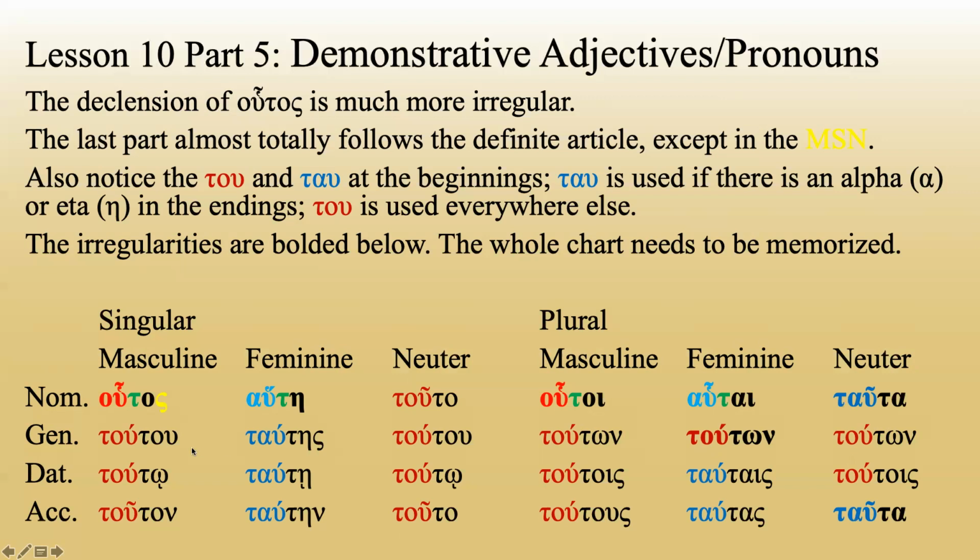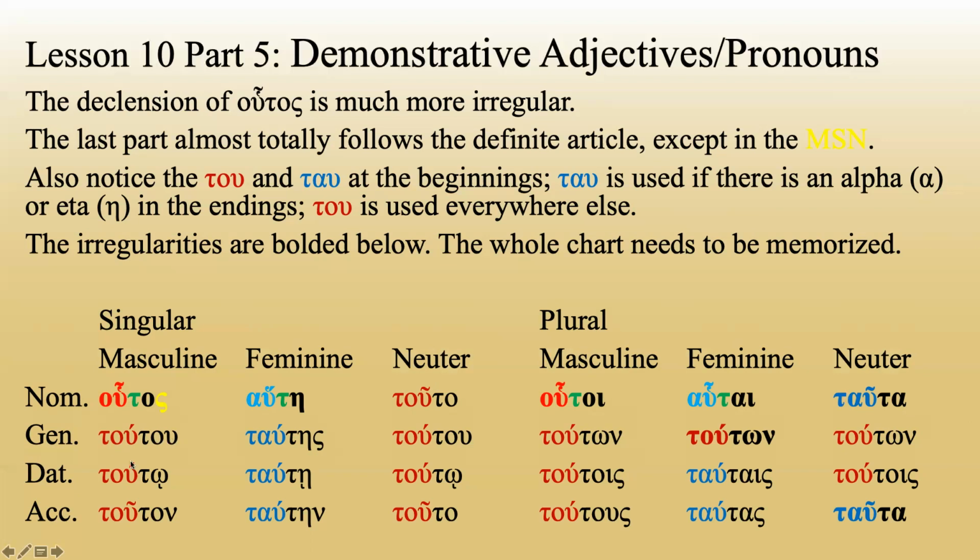When do we use which one? If there is an eta or an alpha, we have a tau. If there's an eta or an alpha, there's a tau. Alpha, because it's neuter, plural, nominative, and accusative, it has the alpha. Doesn't matter that it's neuter. The rule is not neuter or feminine or masculine. It doesn't have to do with the gender. It has to do with the ending. The ending has an alpha, so it's going to be a tau. Anything else is going to be oo.